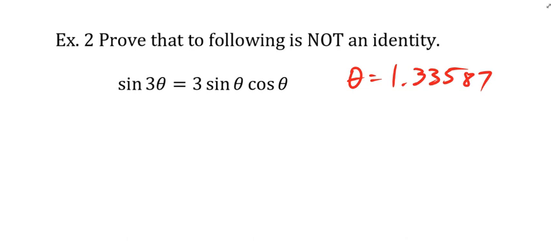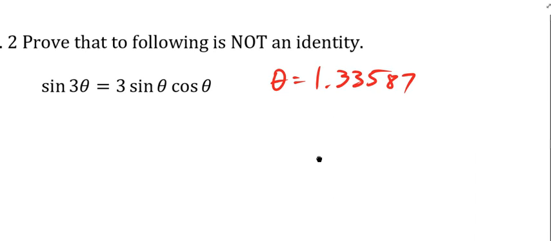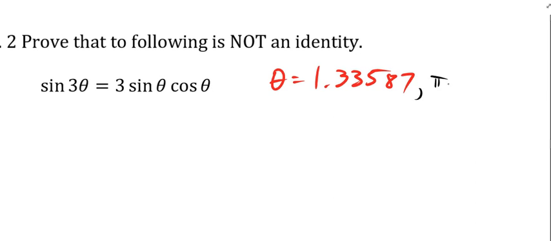You could pick pi, you could pick pi by 2, 2 pi, you could pick 0 and see what happens. But just be careful that if you pick those types of values, you may get that they're equal. So go ahead and pick your own value, give it a try. You don't have to do exact value here, you're just plugging it into your calculator. You can pick anything.